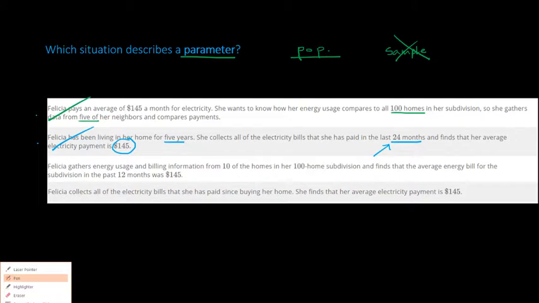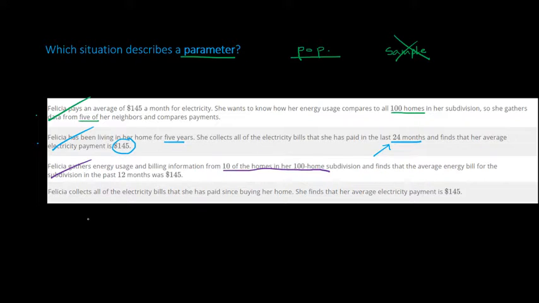Next. So now she gathers energy usage and billing information from 10 of the homes in her 100 home subdivision and finds that the average energy bill for the subdivision in the past 12 months was $145. So again, because she took information from 10 of 100 homes, this is not a parameter.